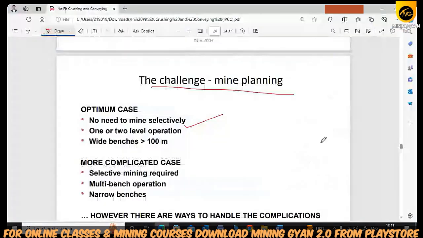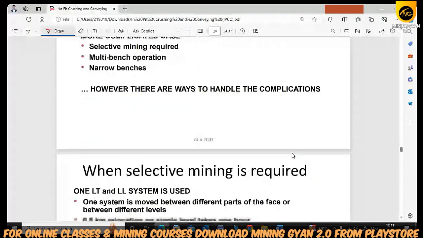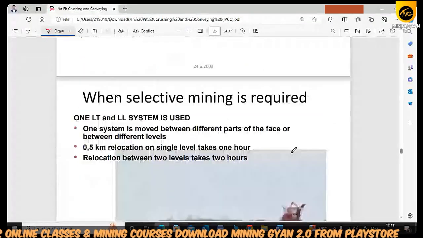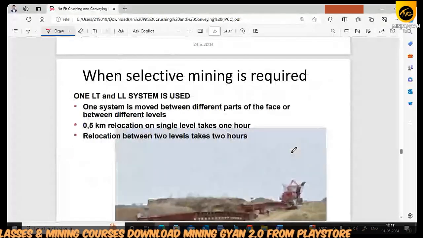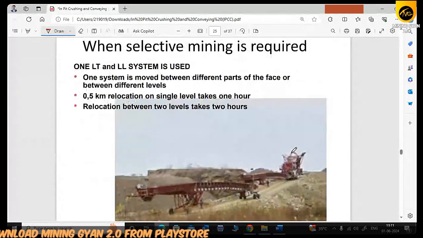Challenges: one, the mining requires multiple bench operations and narrow benches. However, there are ways of handling these complications. When selective mining is required, one LT and LL system is used. One system is moved between the different parts of the face, between the different levels. That is 0 to 5 kilometer relocation between two levels, and it requires 2 hours.